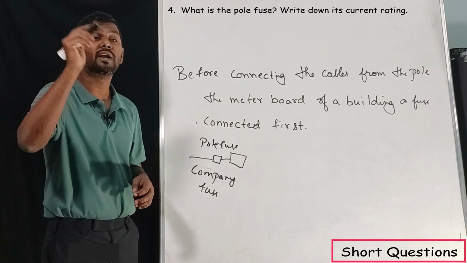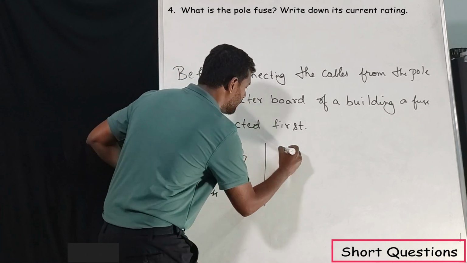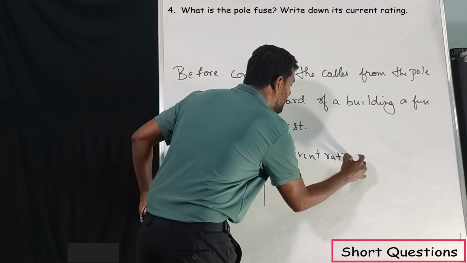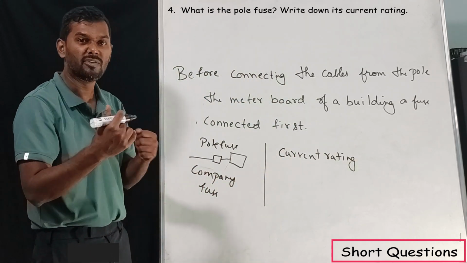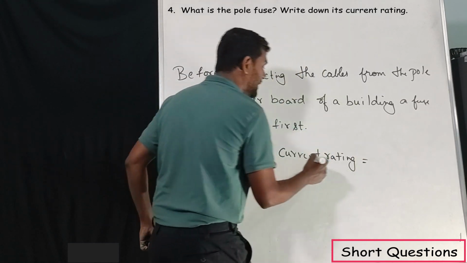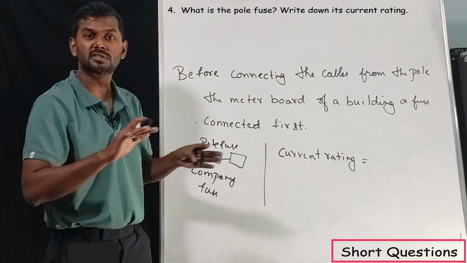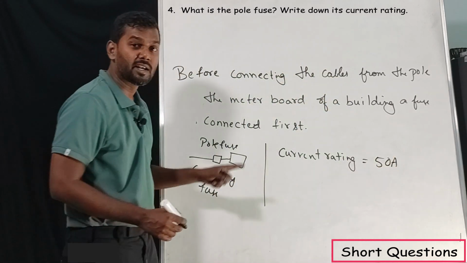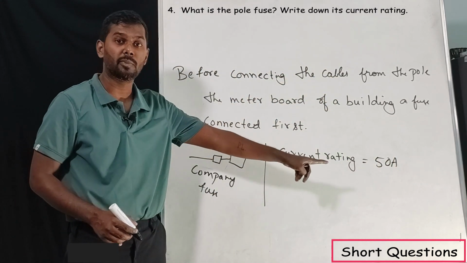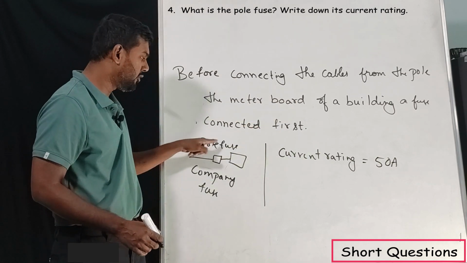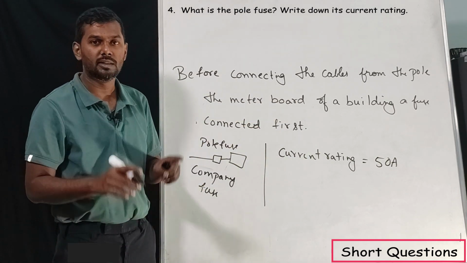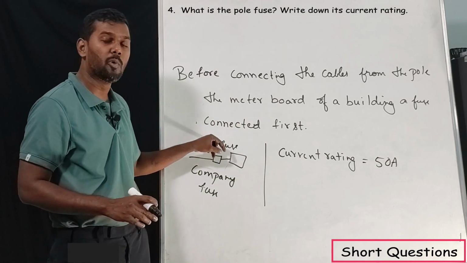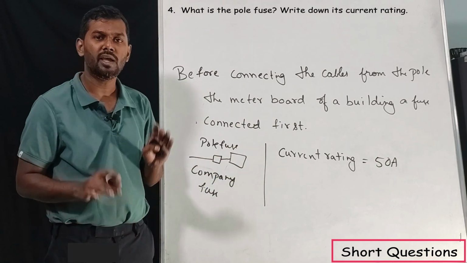We have one more sub question. Write down its current rating. Current rating means the maximum current it can withstand. The current rating of all the fuses is not this value. It is 50 amperes only for the pole fuse or company fuse. Based on the application we are going to write the current rating. So the current rating of pole fuse or company fuse is 50 ampere.